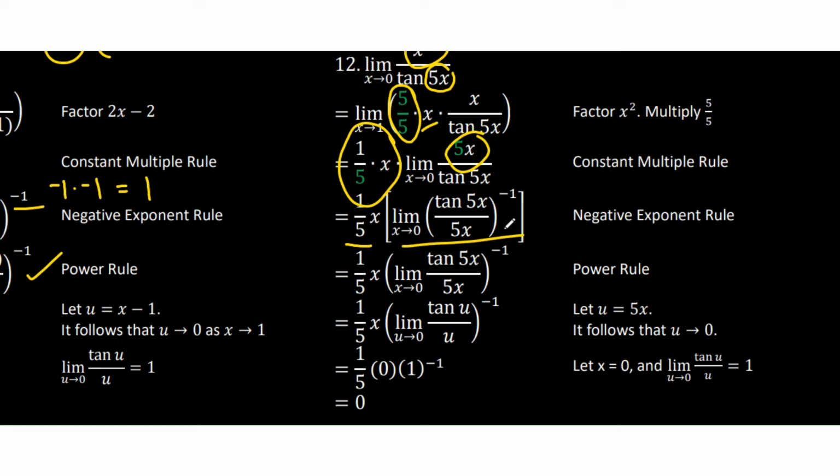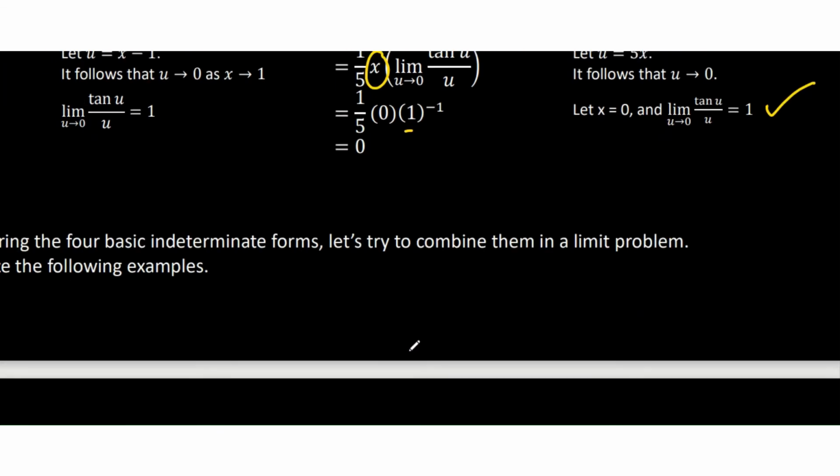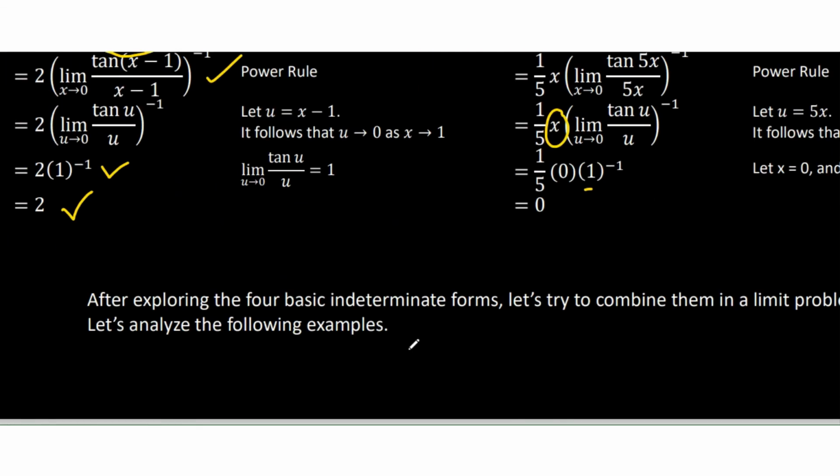Simplify by raising it to negative 1 times negative 1. Okay, that is already equal to 1 according to the rule. So 1/5 times 0, because let x be equal to 0, times 1 is 0.